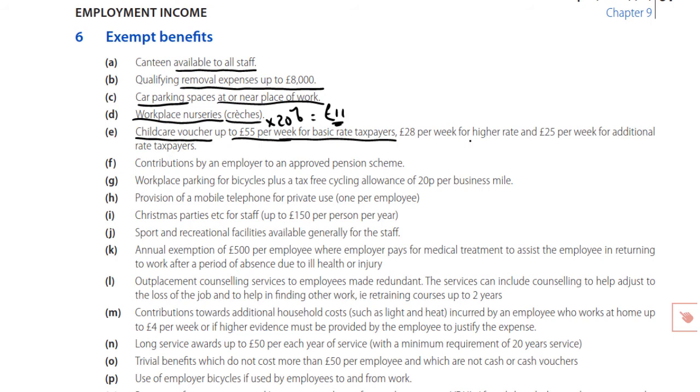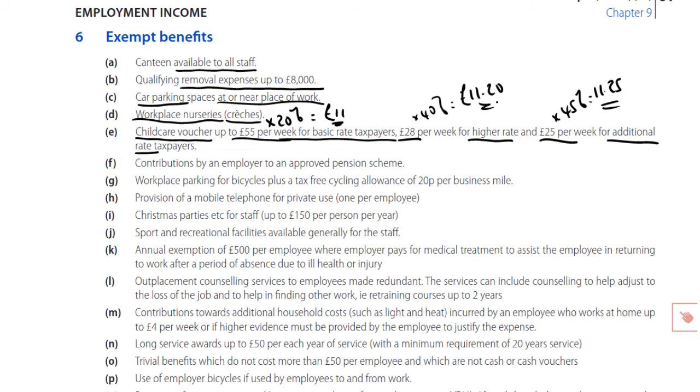So what we've got is, if you go up to higher rate, or additional rate, levels of taxpayer, then the amounts that are exempt tax-free are £28 a week if you're a higher rate taxpayer, £25 a week if you are an additional rate taxpayer. And again, if you multiply those out, for example, 40% times 28, 4 times 8, check it out for yourself, is about £11.20. And if it's £25 a week at 45%, then again, that's about £11.25. So it's near enough £11 a week. So it's giving you, therefore, the same effective tax saving.